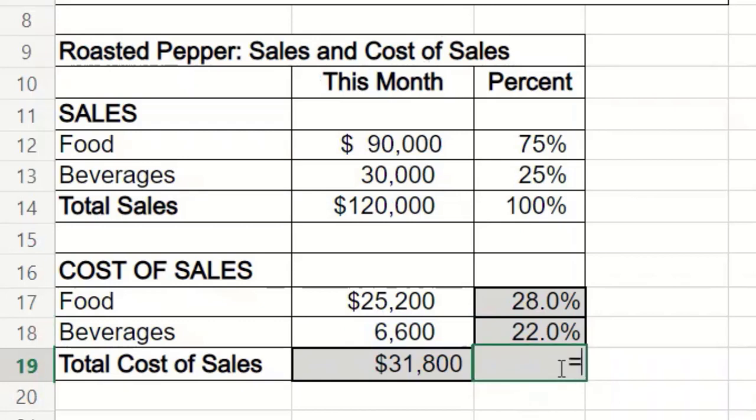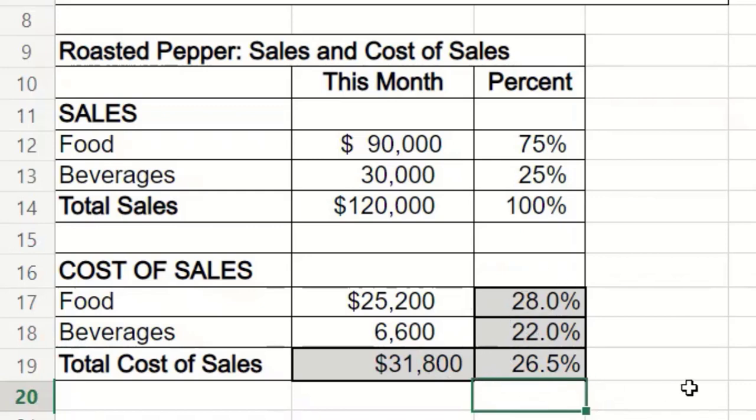And then our total cost of sales divided by our total sales is going to be 26.5%. So with this information, we can see that our food cost percentage is 28%, our beverages are 22%.